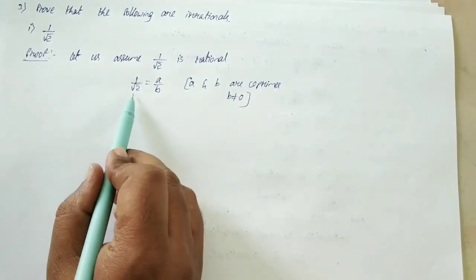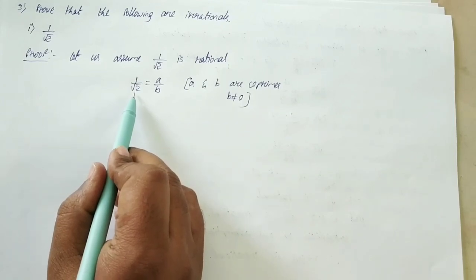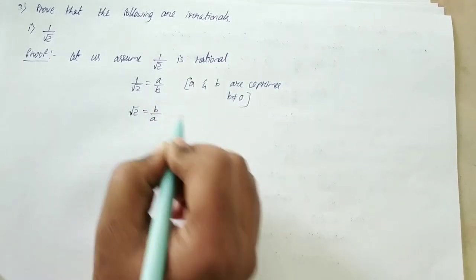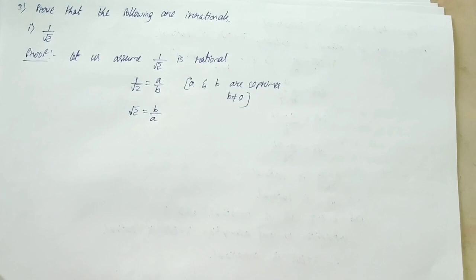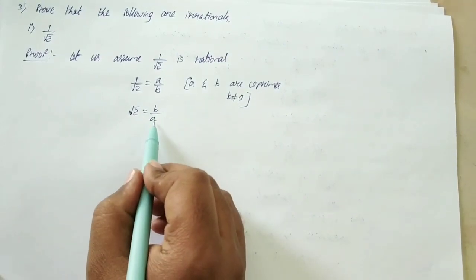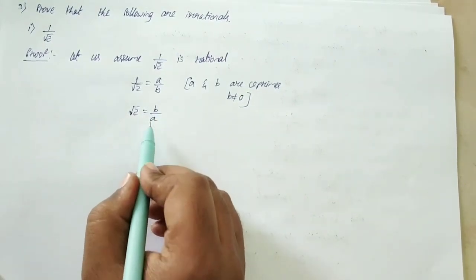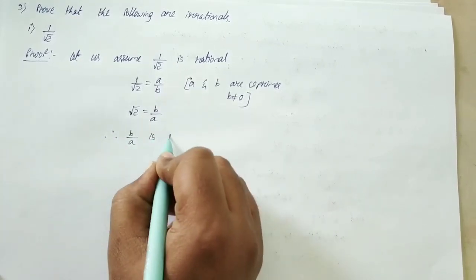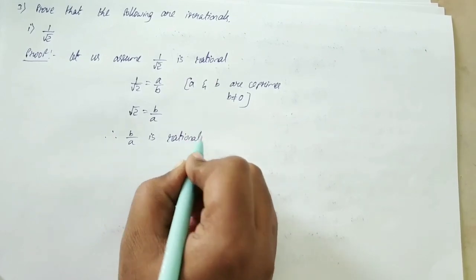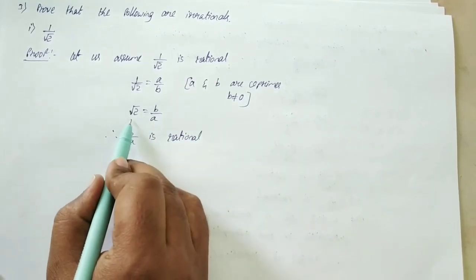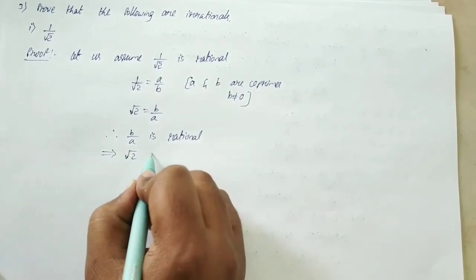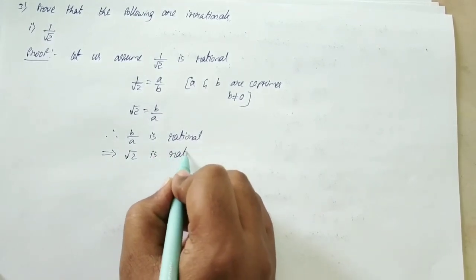So we have to keep root 2 as it is, right? But root 2 is in the denominator. So if we reciprocate this one, what will it become? Root 2 is equal to B by A, right? So it is in the form of fraction. That means we can consider RHS as rational. Therefore B by A is rational. If RHS is rational, then LHS should be also rational. Therefore root 2 is rational.